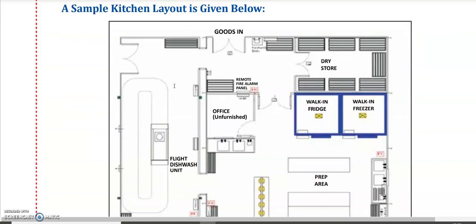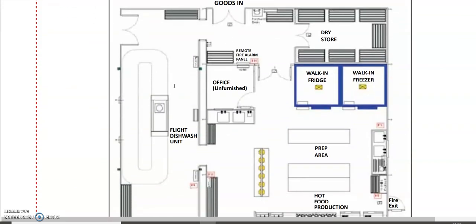Now look at this. This is a sample kitchen layout of a commercial kitchen. You can see the different parts. This is the dry store area. This is the walk-in fridge and then the walk-in freezer. This is the office here. Then we have the dishwash unit. You can wash the dishes here. Here you prepare.